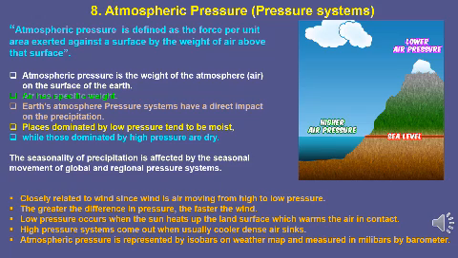Atmospheric pressure is represented by isobars on a weather map and measured in millibars by a barometer. At high altitude there will be lower air pressure, while at sea level there will be higher air pressure.